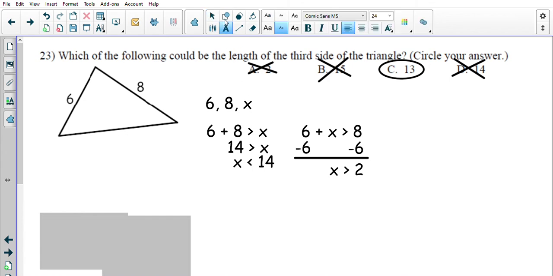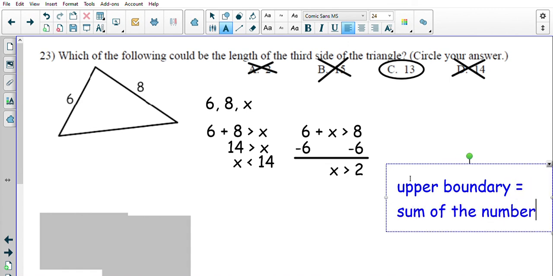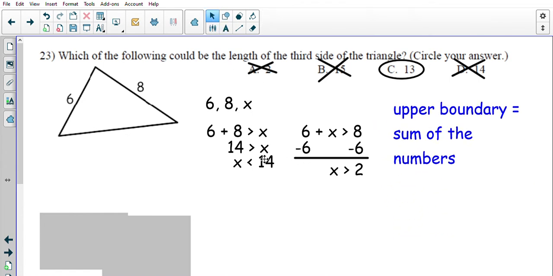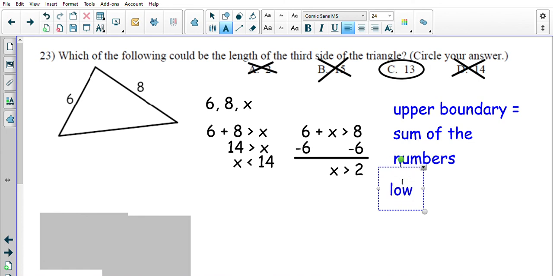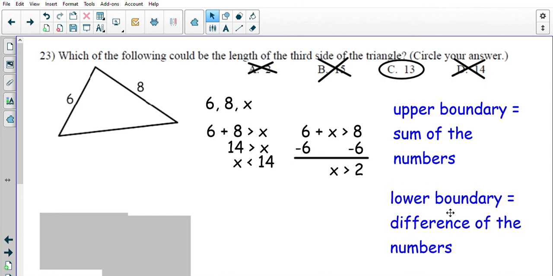By the way, some of you might be recognizing at this point a little bit of a shortcut here. Your upper boundary is always going to be the sum of the numbers. So you notice probably here that if you added 8 and 6 together, your upper boundary was 14. So that third side has to be less than 14. Your lower boundary is the difference of the numbers. So if I subtracted 8 and 6, I end up getting 2. My lower boundary is 2.